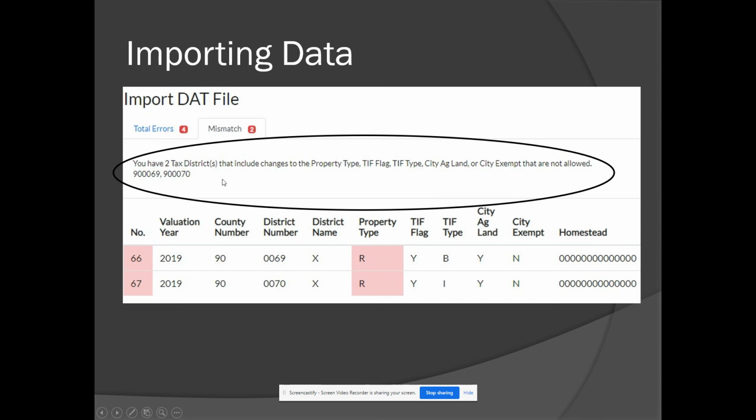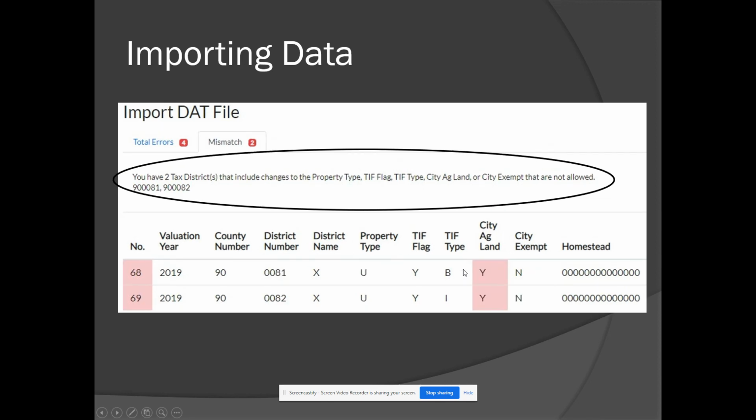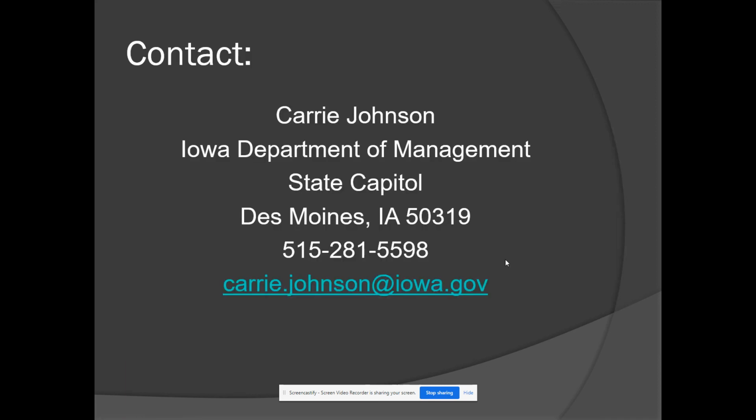And this is what the error might look like if you change the tax district itself. In this example, we had a change from urban to rural, and we tried to upload it. Well, the system's not going to accept that. Again, same thing: a change to a tax district that you made in your local software that is not possible in the state system, and the system's going to give you an error. So that's just a brief summary of the type of data that you're going to be uploading into the system and what the upload process looks like.